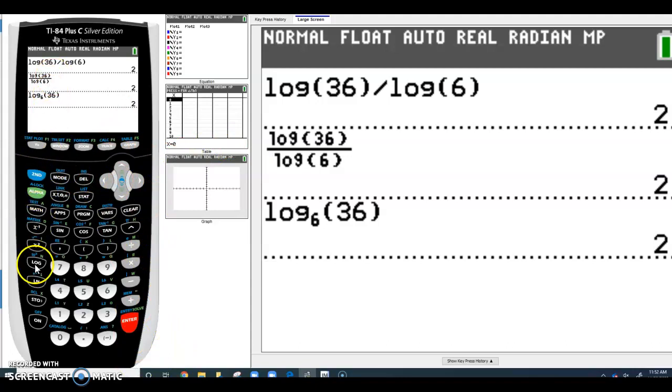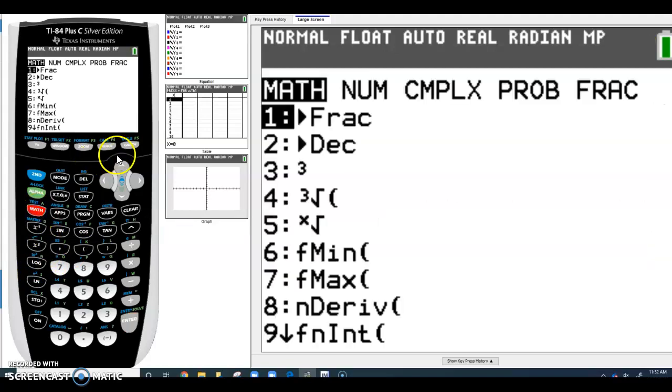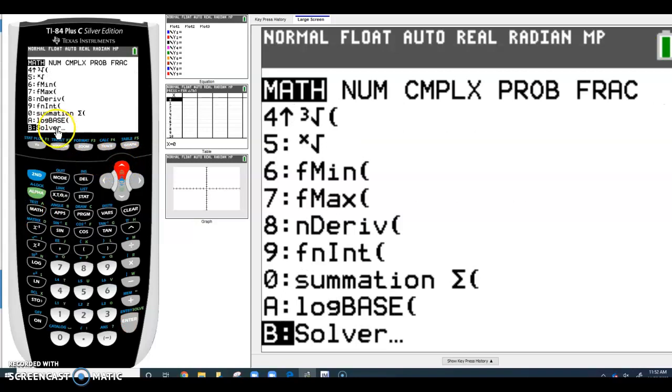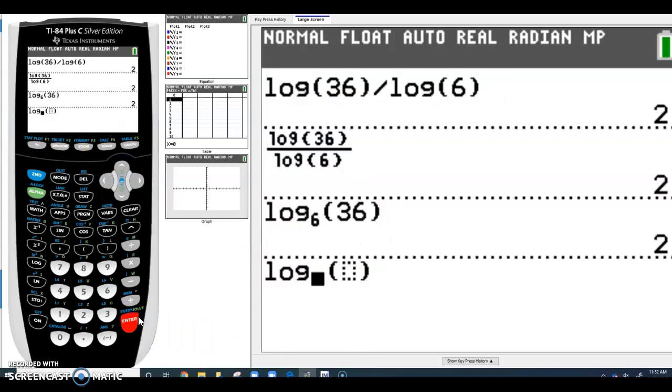So remember, you've got the log button right here. Okay. If you go to math and you hit the up arrow 2 times, it'll take you to this one, log base, which if you hit enter, will let you put it in that way. Or you can just put it in either of these other 2 ways with real simple keystrokes. So anyway, they're all pretty much the same.